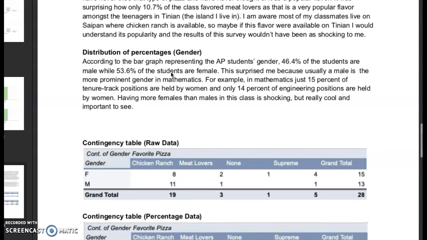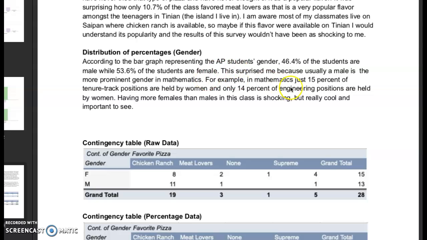Next would be the distribution of percentages for gender and how that surprised me as well. According to the bar graph, 46.4% of the students were male, while 53.6% of the students were female. So most of the students are female compared to male. This was surprising to me because usually male is a more prominent gender in mathematics.